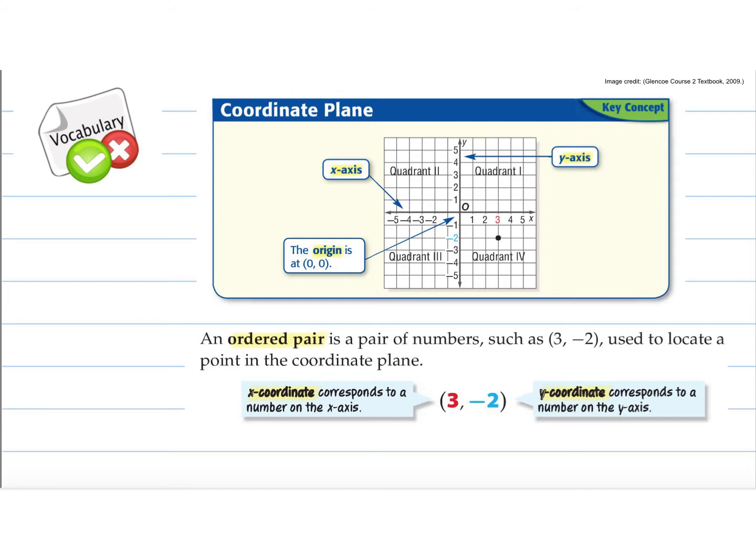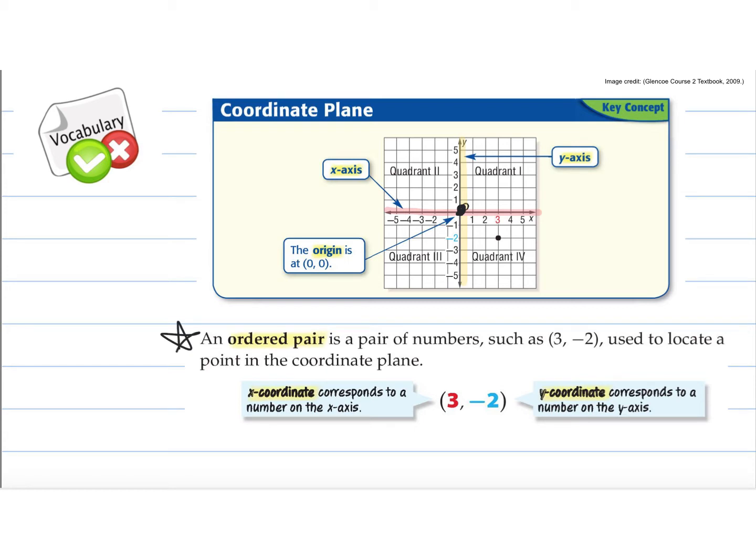So some vocab here, important parts of the coordinate plane that we need to know. First of all, the different axes. We have the y-axis that runs up and down, vertical. And we have the x-axis that is horizontal. Where those two axes meet in the middle is called the origin. That's that point right there. And it's (0, 0), so the x value is 0 and the y value is 0 at that origin.